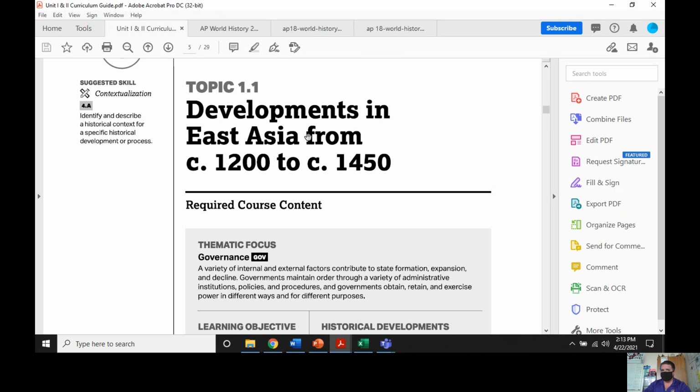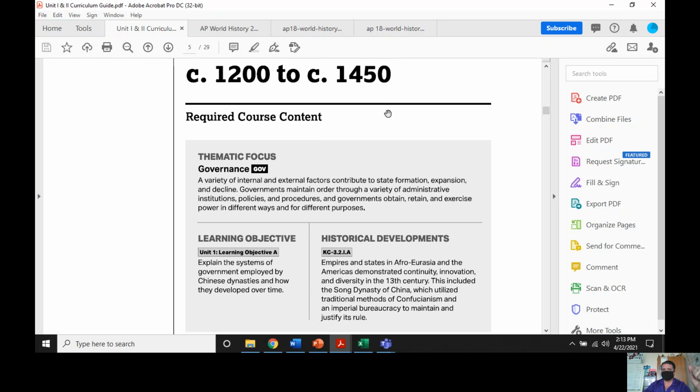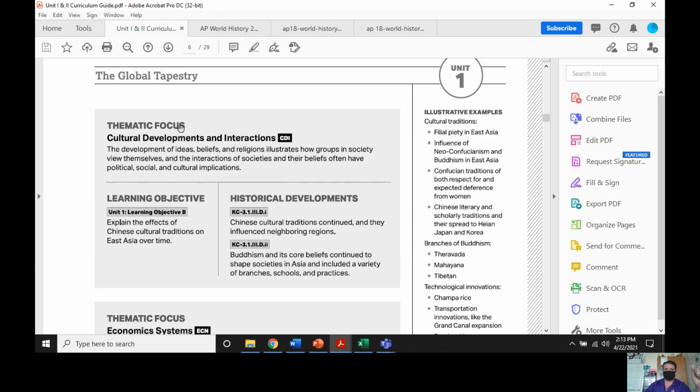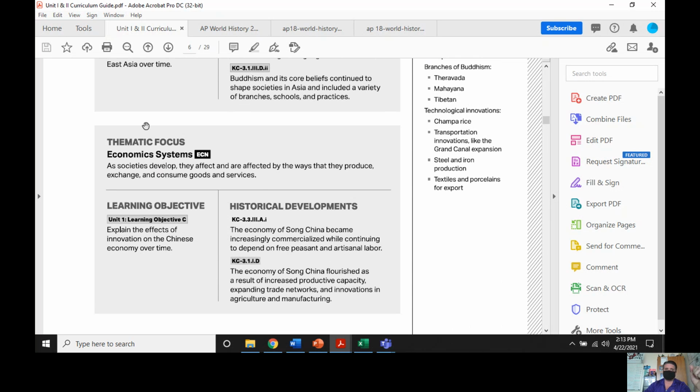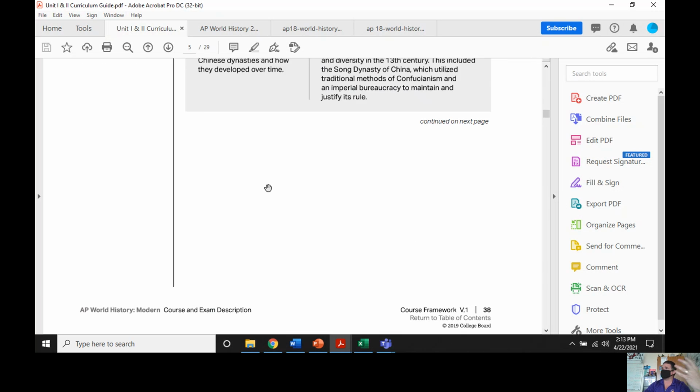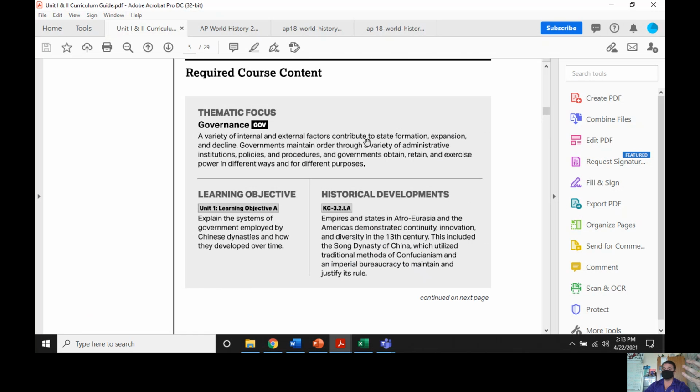Within each topic, like this one, developments in East Asia, it'll always start off with a thematic focus. It might be governance, cultural development, or economics. You can read that maybe one time, but it's always going to be the same stuff. Anytime you see governance, it's going to say that word for word. So governance: how are these people governing? How are they politically uniting their territory?